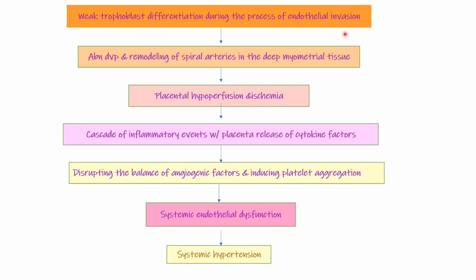So this is a summary of the pathophysiology, where you have weak or inadequate trophoblastic differentiation during the process of endothelial invasion. This now results in abnormal development and remodeling of the spiral artery in the deep myometrial tissue. So later you'll have a high resistance uteroplacental circulation and placental hypoperfusion and ischemia. This results in toxins that enter the bloodstream and cause a cascade of inflammation with placental release of cytokines, disrupting the balance of angiogenic factors and inducing platelet aggregation. As a result, you are going to have systemic endothelial dysfunction and later systemic hypertension.